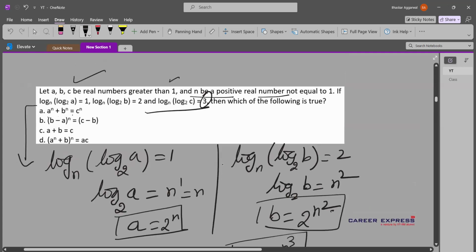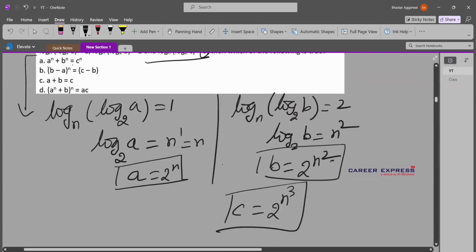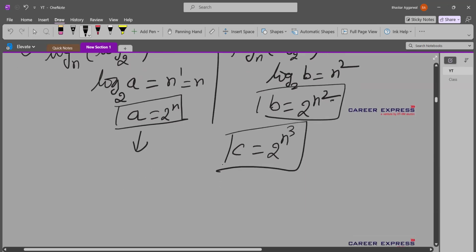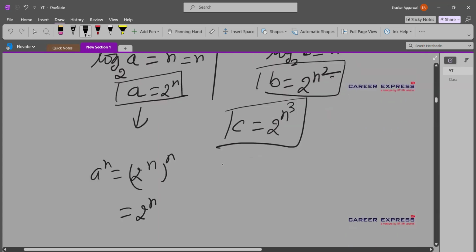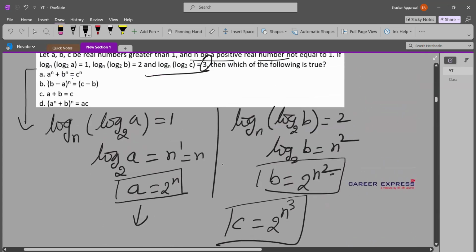Now we will use these values to check the given options. So the first option is a raised to n plus b raised to n is c raised to n. So a raised to n will be 2 raised to n raised to n. That means 2 raised to n square. b raised to n will be 2 raised to n cube, and c raised to n will be 2 raised to n power 4. So they will not be equal. So I can simply cross option A. Similarly, we can check for other options.